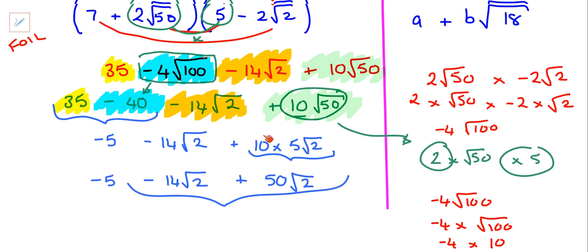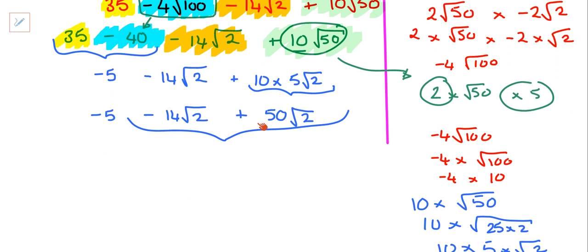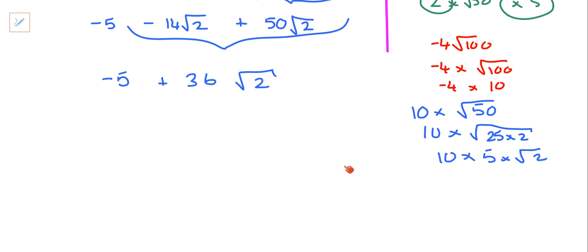and what we're trying to do, we've done our FOIL, we've done our expanding, we are collecting like terms now. Alright, so we decide at this point, we're all happy with this -5, minus 14 root 2's, plus 50 root 2's is plus 36 root 2's. Now, that is an answer, but it's not the answer that we want, because at the end, I'm going to put it all the way over here, we need something in the form with a root 18 in it.